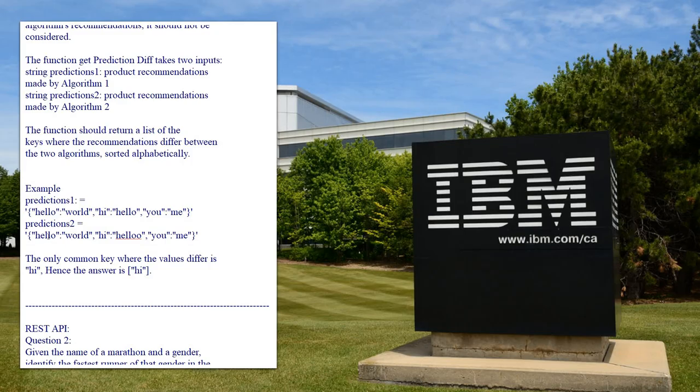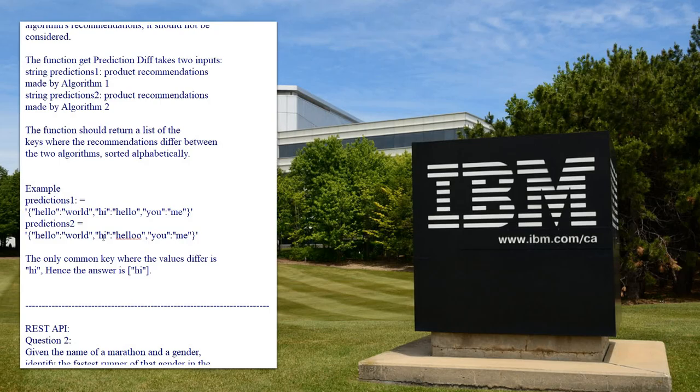Like for hello key we have world, and for hi we have hello. Also you need to check alphabetically each and every character whether it differs from the first string or not, and you are supposed to print the value which is different from both strings.